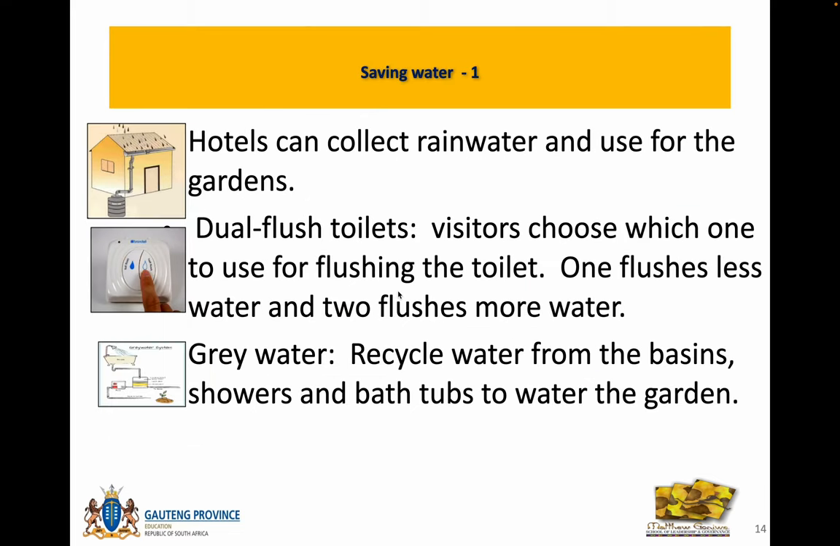Okay, the hotel collects rain water and uses it for the garden, meaning that the rain that is collected from the hotel, they use that rain for the plants. Then dual flush toilets: these are toilets that visitors choose how to use when flushing, meaning they can flush lesser water or more. So the tourists will have an option to choose which one, either flush lesser when it is a pee, or flush more, two times.